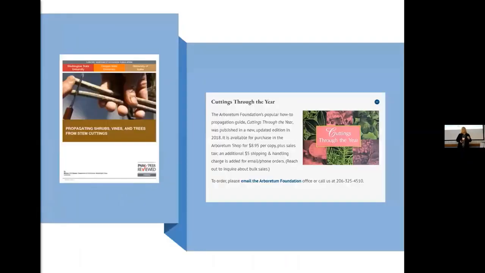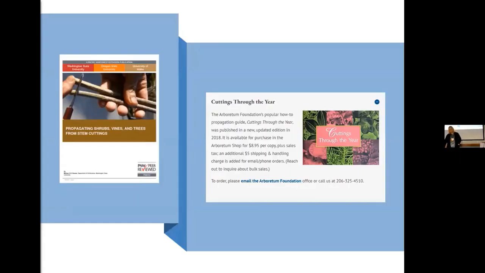And these are the resources. I know I sound like I'm plugging this, but it really is a great little booklet to have, $8.95. So good luck with that. And are there any questions?